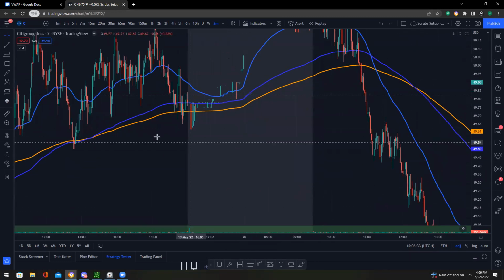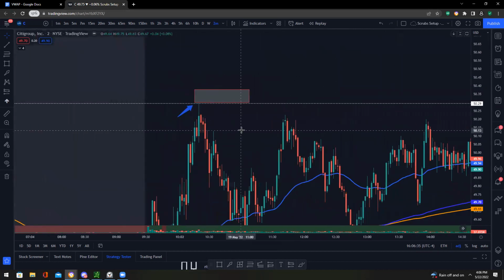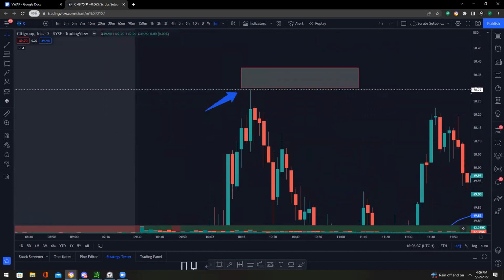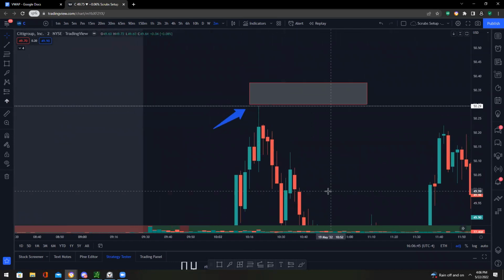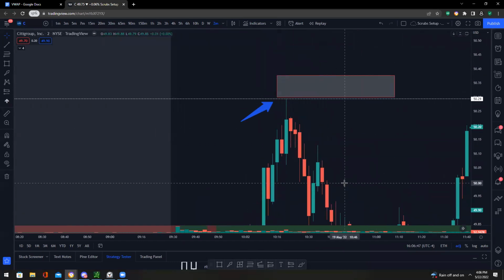It can show a different picture, because even on the 2 minute, you see that big rejection. See that? We see that big rejection. Why would we enter calls? So kind of keep that in mind.